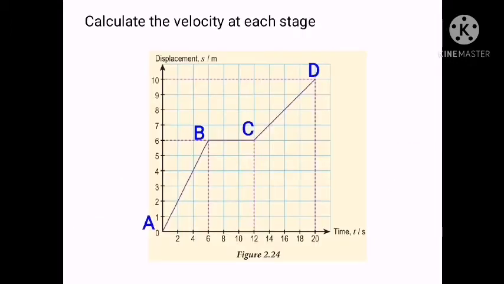Today we're going to continue with analyzing displacement versus time graph to calculate velocity and also acceleration. Alright, so now we are given a displacement versus time graph here. And if we look at the graph, we can see that the graph has three different stages: AB, BC, and CD.